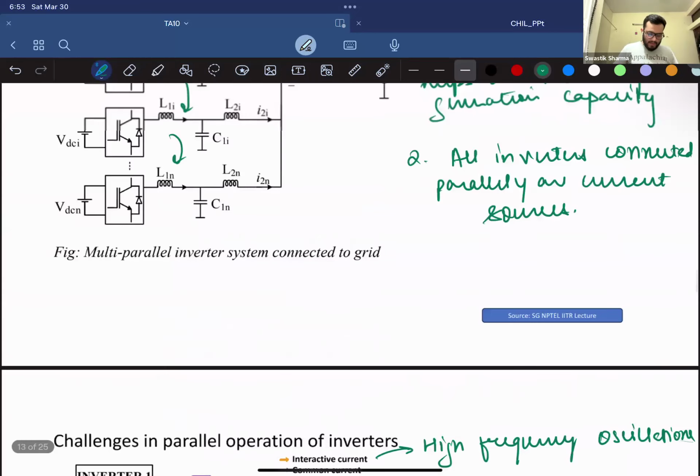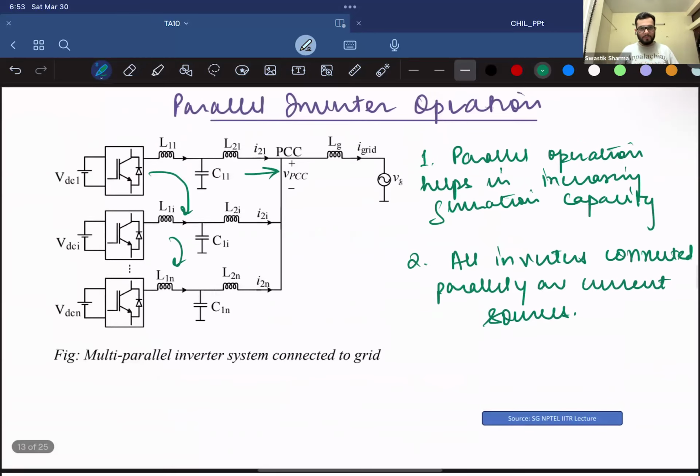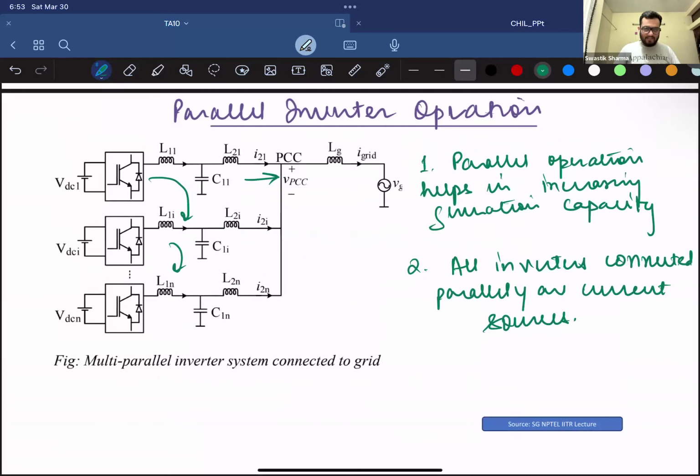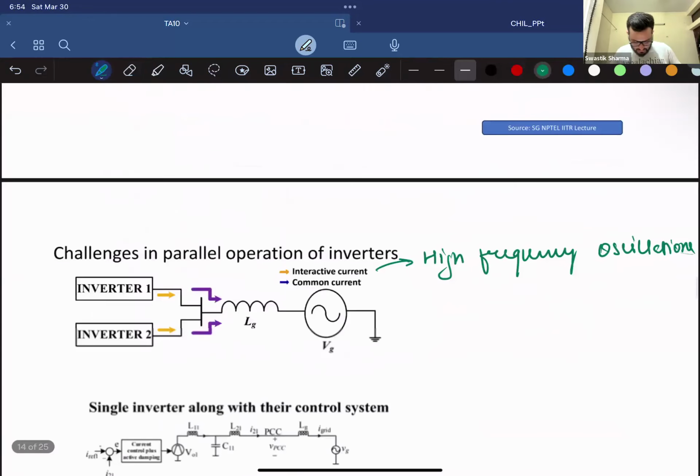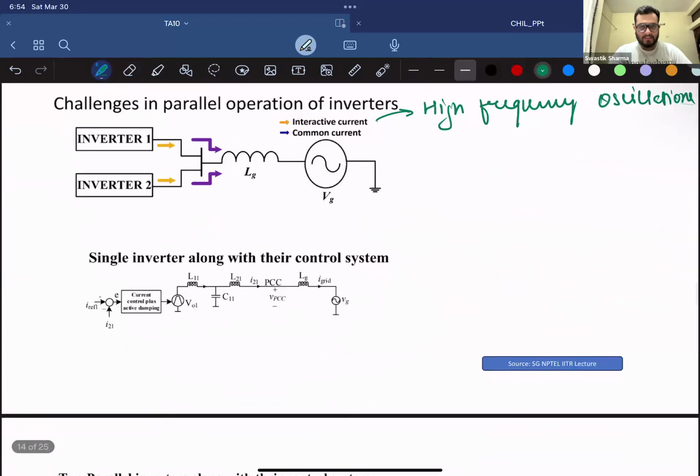So what's usually happening is you have high frequency components of currents available as well, right? So this LCL filter is able to stop these currents from flowing to the grid. But it's not able to control them flowing between the inverters. Now, how do they flow from inverter to inverter? It's something which needs to be derived.